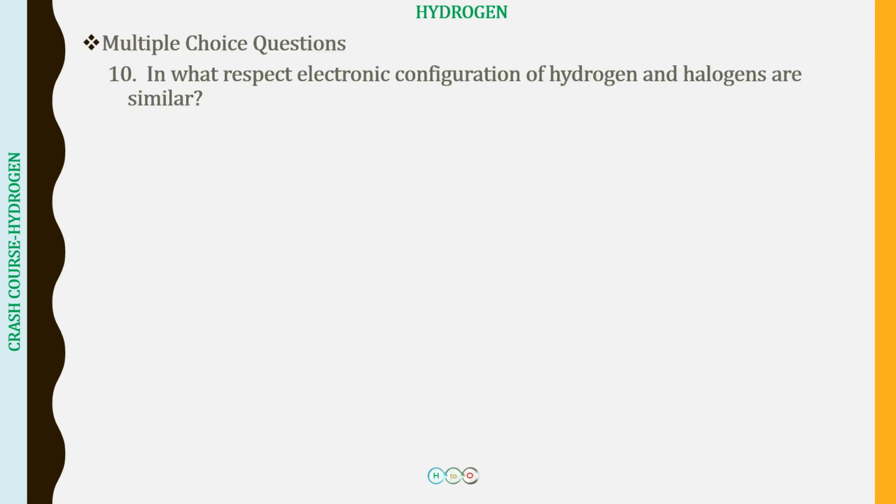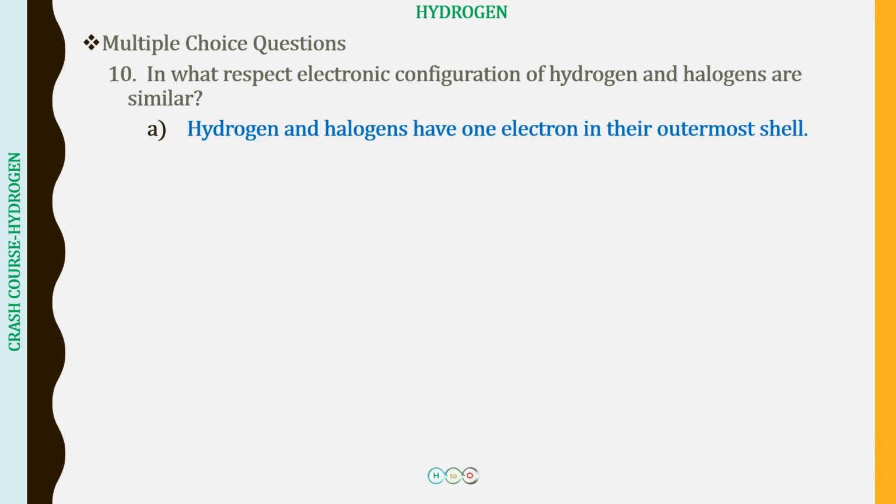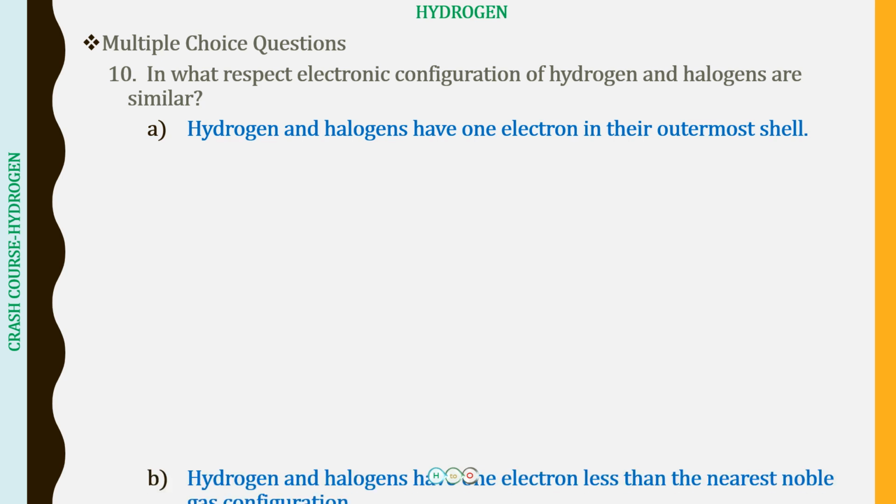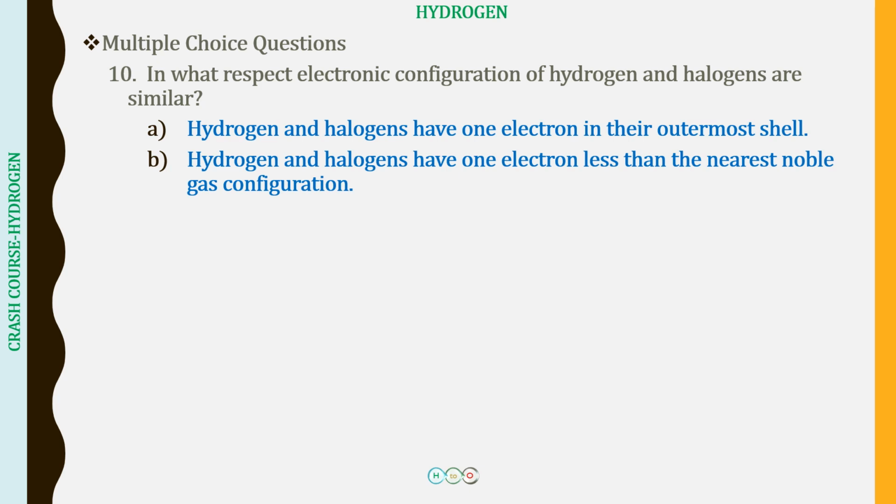Now the 10th question is, in what respect are the electronic configurations of hydrogen and halogens similar? The first choice is hydrogen and halogens have one electron in their outermost shell. This is a very simple question, so I'll just do it along with you, right? So hydrogen and alkali metals have one electron in the outermost shell. Hydrogen and halogens have one electron less than the nearest noble gas configuration. So this is going to be the correct choice.